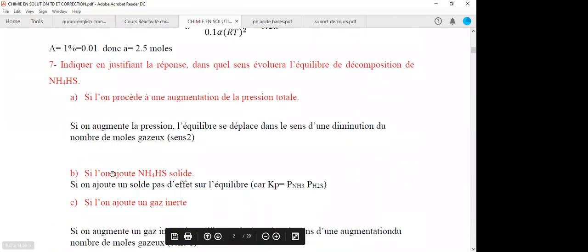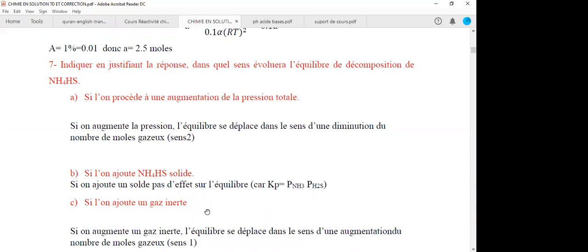Now if we add this one solid, if we add a constituent, the equilibrium will shift in another direction in order to consume what has been added. So meaning it will shift like in normal.